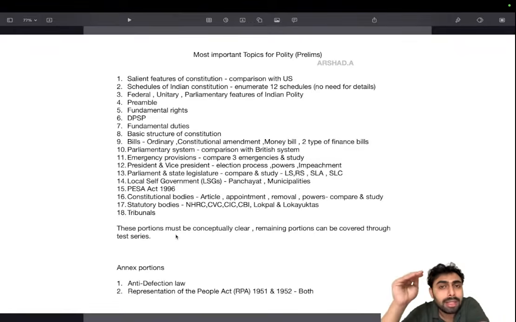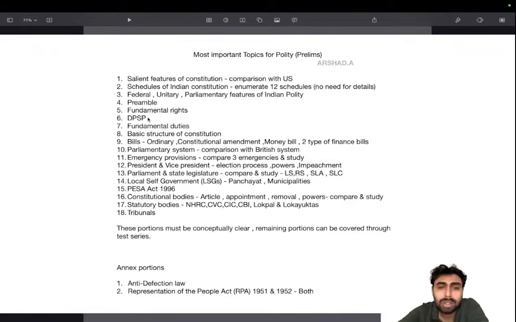But prioritization matters. You are not supposed to give equal weightage, equal effort and equal time to the salient features of the constitution compared to fundamental rights or DPSP. Right away, start your preparation with the preamble, fundamental rights, fundamental duties and DPSP. This should be your bedrock. These four topics are going to get you immense reward in the examination.